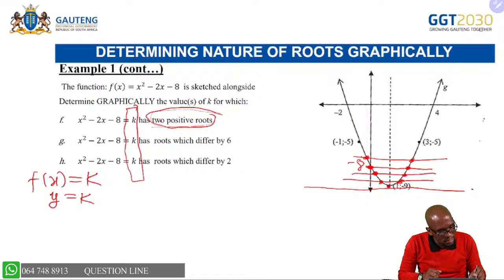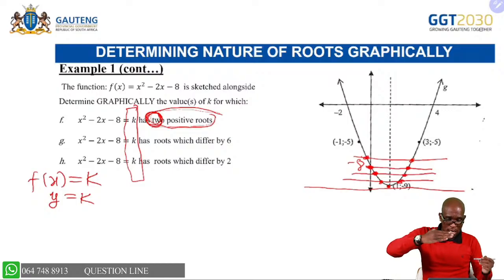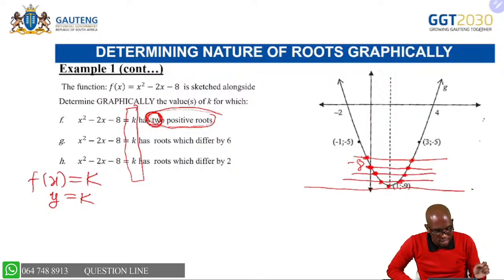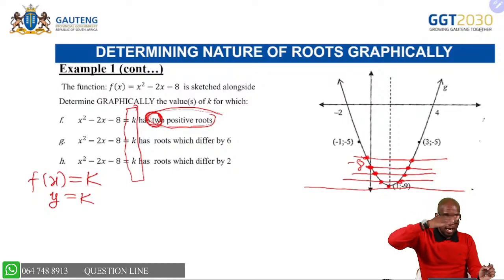Now, I want this where both roots are positive. Where does that occur? It occurs when you look in between. Check the lines that I drew between the y-intercept minus 8 and the turning point minus 9.